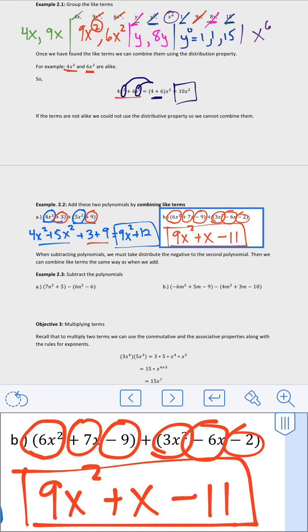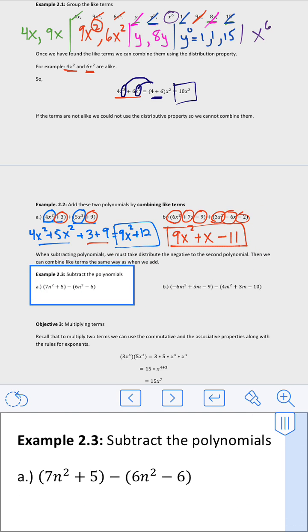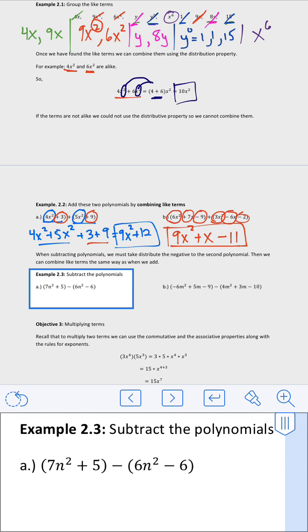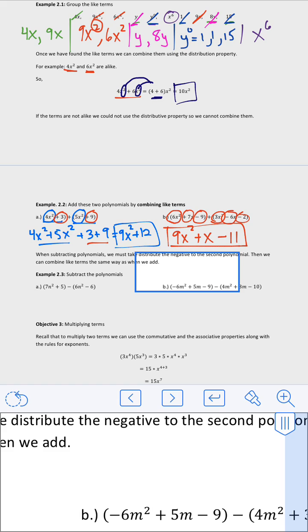Fabuloso. Alright, next thing we're talking about is subtracting polynomials. Luckily, it's almost exactly the same. We just have one additional step. Because instead of adding, right, adding is super commutative. You can move it around every single way you want. 2 plus 3 is the same thing as 3 plus 2. But we have to remember, 2 minus 3 does not equal 3 minus 2, right?